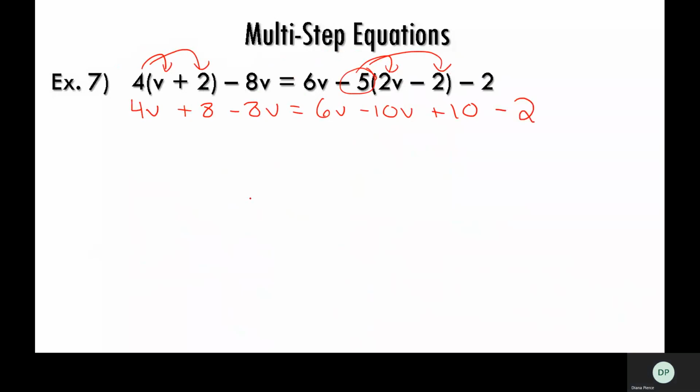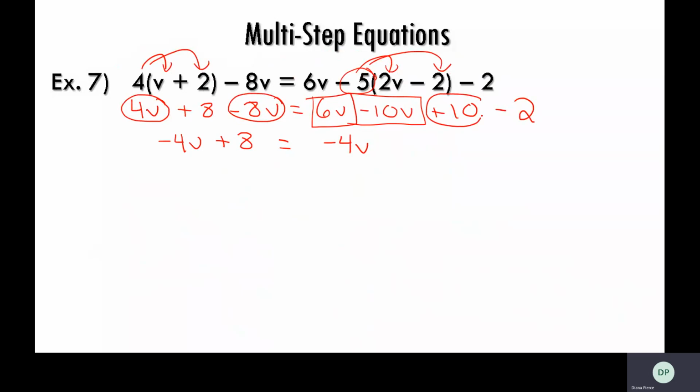Then second step is always to combine like terms on the left and combine like terms on the right if you're able to. So on the left-hand side, we have a 4v with a -8v. Well, 4 plus a -8 is a -4v. Drop down your plus 8. On the right-hand side, we have two sets of like terms. We have a 6v with a -10v. Well, 6 and the -10 will give me a -4v. And then we have two non-v terms of a 10 and a -2, which is a +8.